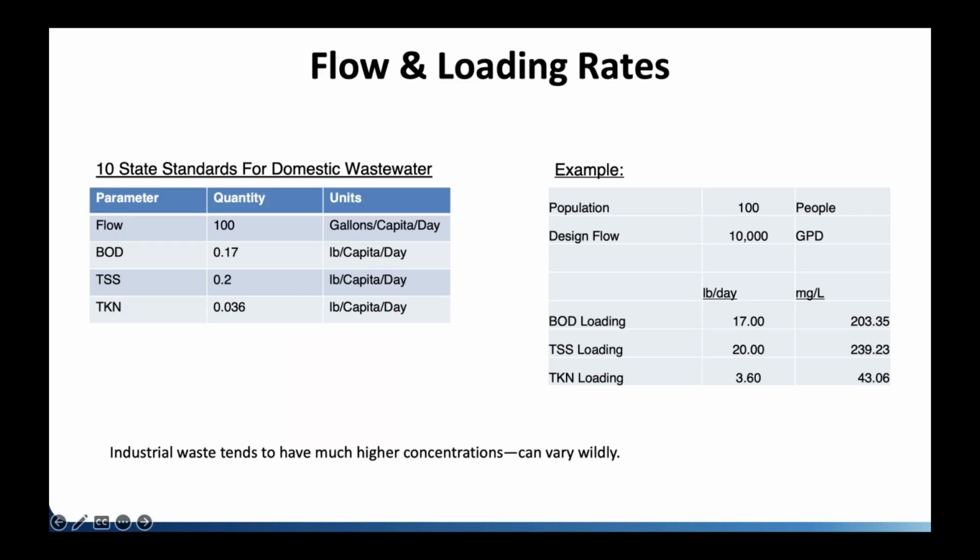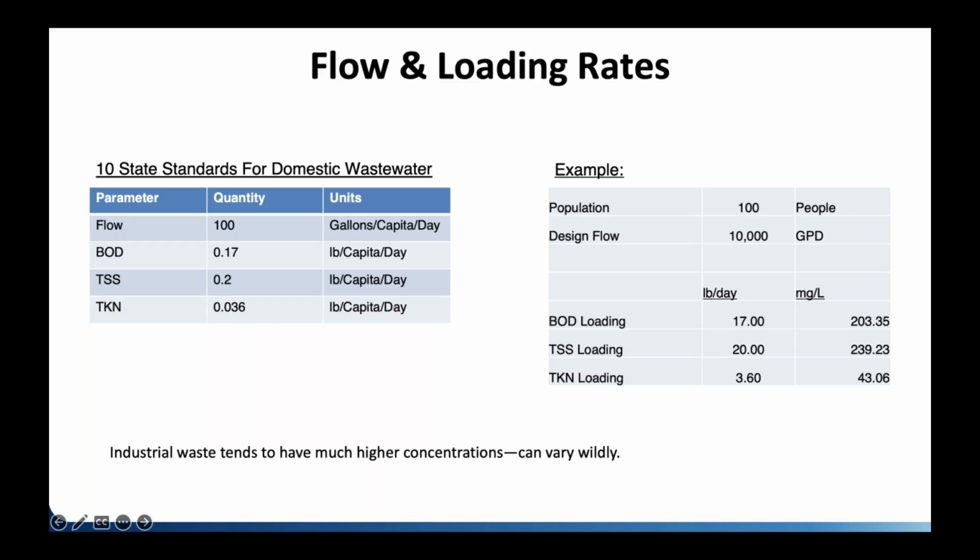The second thing is that each person is going to produce about 0.17 pounds of BOD per day. So you're going to poop about 0.17 pounds. It's not all poop, but I'm going to use poop because it's easy and it's fun. Everybody loves poop. Third, you're going to produce a certain amount of TSS and a certain amount of TKN along with that. So to give you an example, if your population was 100, your design flow would be 10,000 gallons per day, and your loading to your wastewater system would be 17 pounds of poop, 20 pounds of solids, and 3.6 pounds of TKN.